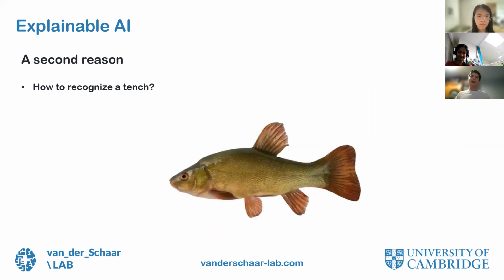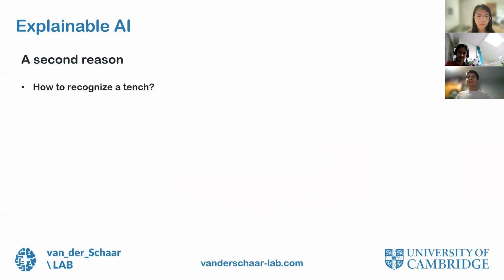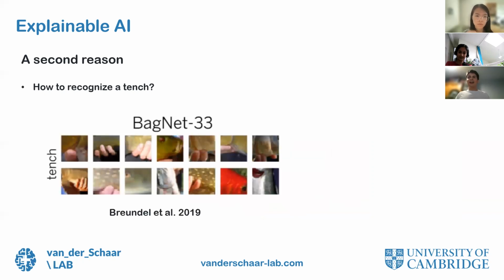But now I'm going to ask a more interesting question. How does a state-of-the-art computer vision model recognize a tench? Well, the answer is in this paper from Brundle et al. As you can see here, their model pays attention to some tiny parts of the image that look like fingers. You can see here, you have something that looks like fingers. There you have something that looks like fingers as well. And on all of this image, you have fingers. So that's a bit strange because tench don't have fingers, right?